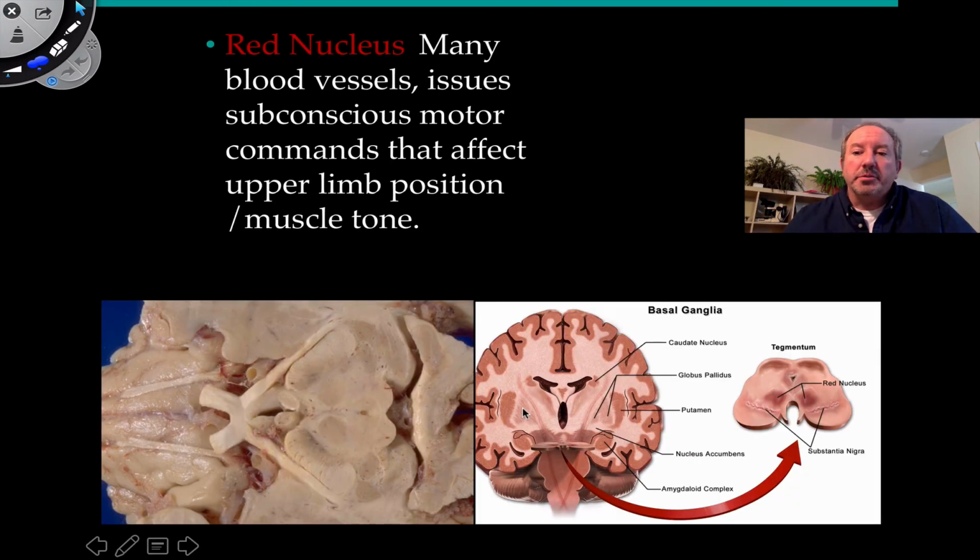So the red nuclei I mentioned before, look at this image, you can really see how darkened red this particular area is. And then on this image, I'm highlighting it right here, and right here is the red nuclei. There's many blood vessels in that area. Here's the optic chiasma right in here, these optic nerves here. This is anterior in this direction. This is posterior over in this direction. Okay, so in this particular area, the red nucleus controls subconscious motor commands that affect the upper limbs and muscle tone in that particular area of gray matter.